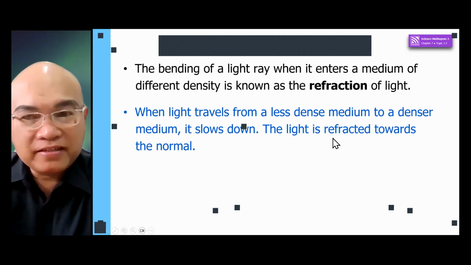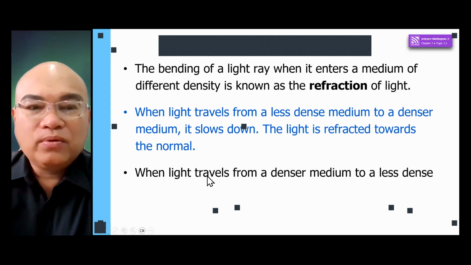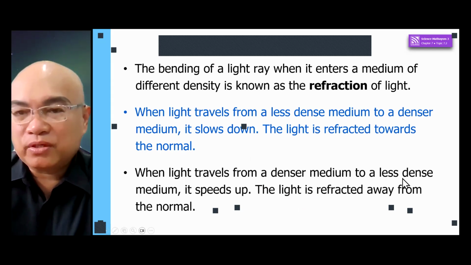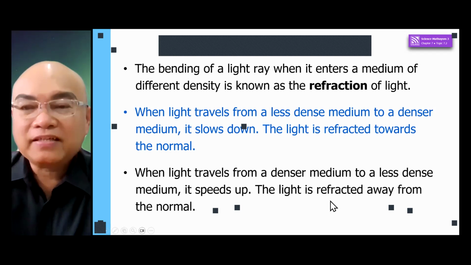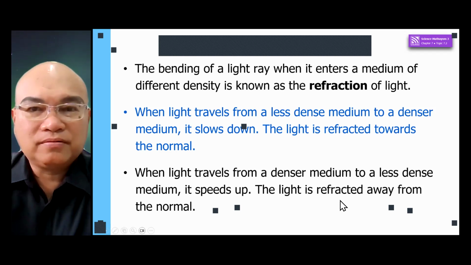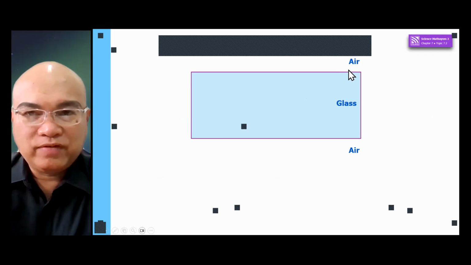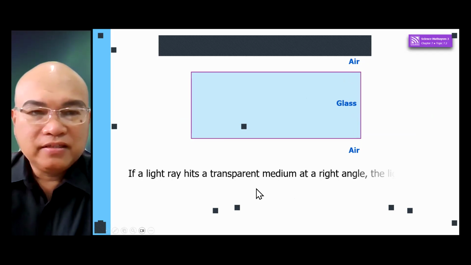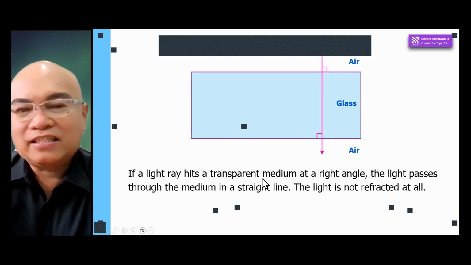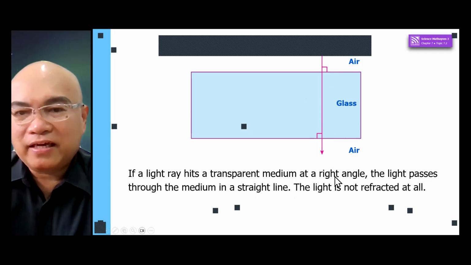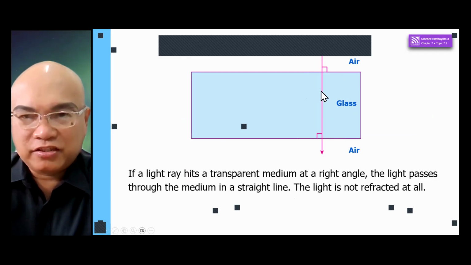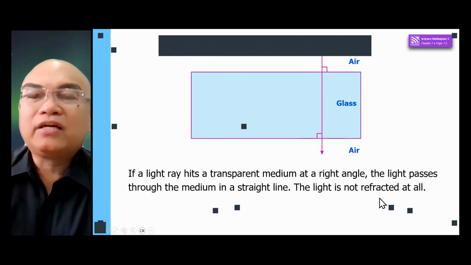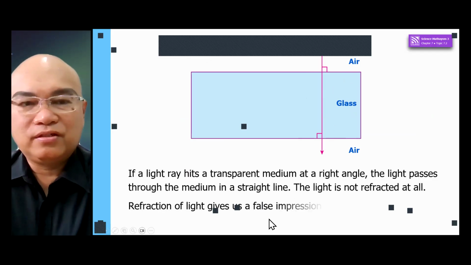The light is refracted towards the normal. When light travels from a denser medium to a less dense medium, it speeds up. The light is refracted away from the normal. Now you see here, we have the air, glass, air. If a light ray hits a transparent medium at a right angle, the light passes through the medium in a straight line. The light is not refracted at all.